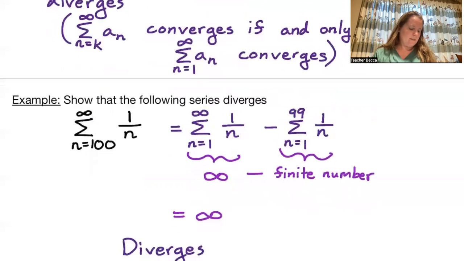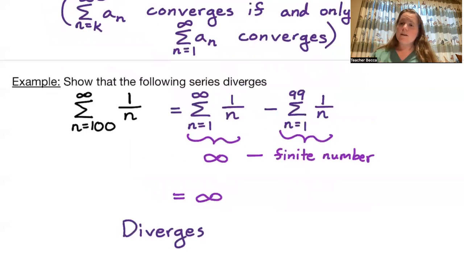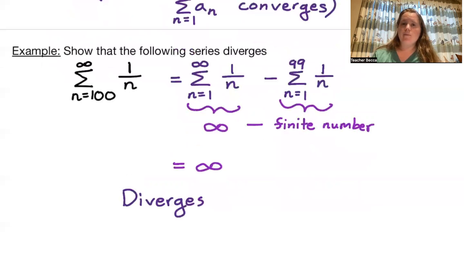So that is it for section 8.2. In section 8.3, we will get more into various different techniques we have for testing for convergence and divergence.